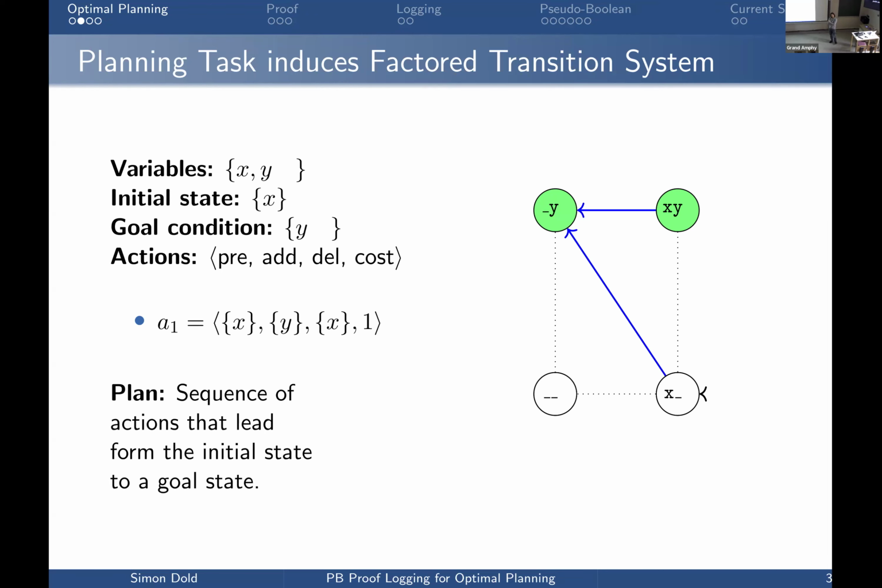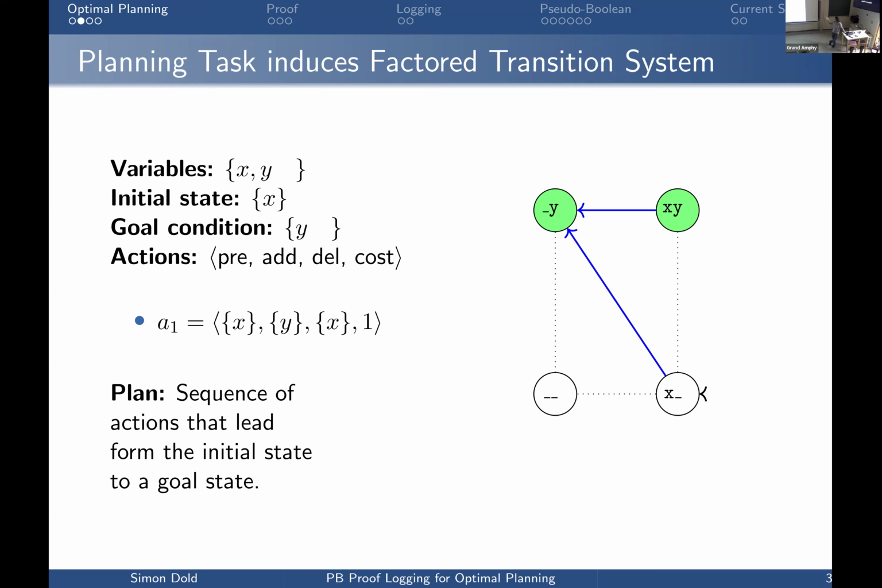It also has a delete effect, which is similar, saying from the state to the successor state, which variables I would lose on applying these actions. And they also have a cost. How much resources would I need to apply this action? And all of them together build a factored transition system. And a plan would be a sequence in this transition system from the initial state to one of the states that fulfill the goal condition.